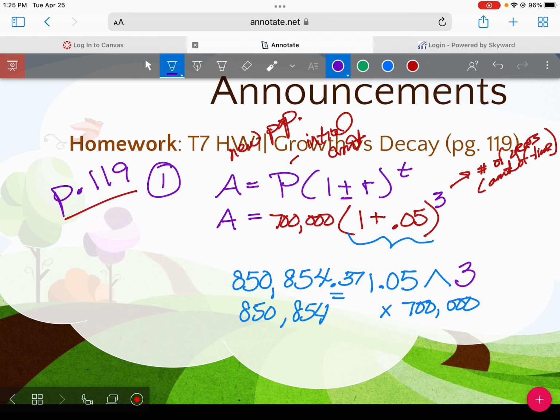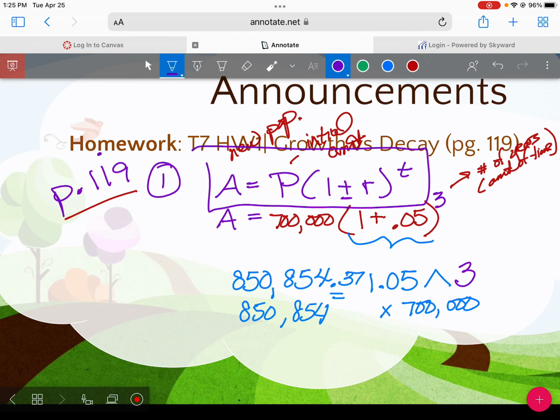Okay? So these are very important formulas to know and recognize. So the new total is equal to the initial amount times 1 plus or minus r, quantity to the t power, where t is the number of years. All right?